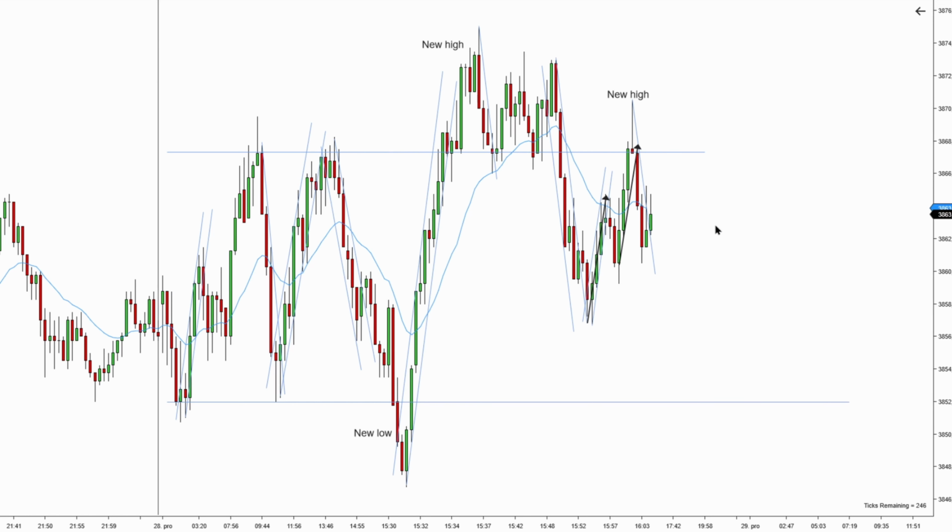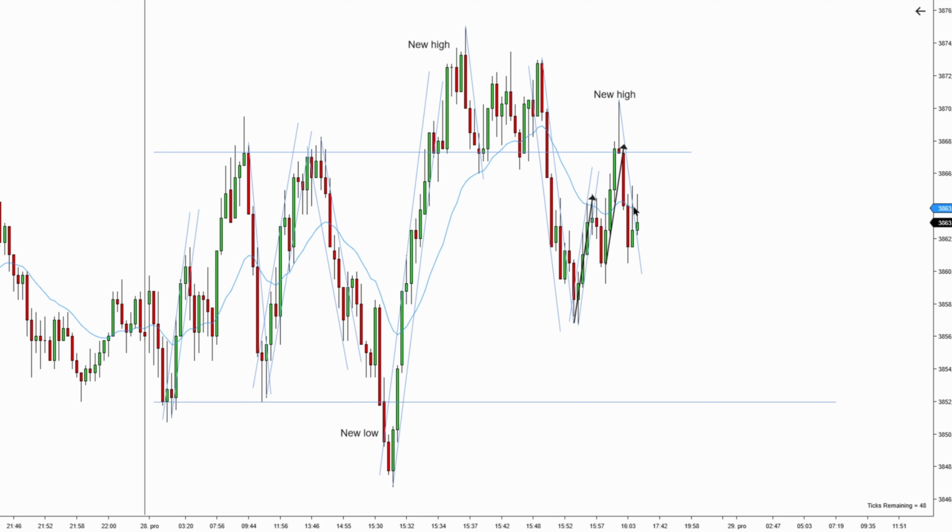Now we have strong push below EMA. It's getting a little bit sideways, a little bit choppy. So I don't want to be taking a lower high, especially below this bullish bar. I'm expecting more for prices going back down to the support. We'll see what can happen.